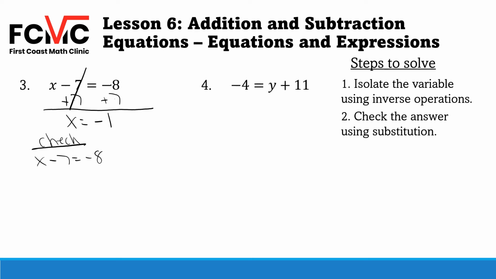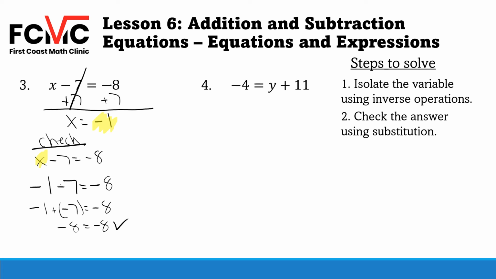Let's take our negative 1 and put it in for x. So I'll get negative 1 minus 7 equals negative 8. We're using our subtraction rule. I'll put a link to the video that I made on subtracting integers, which should be coming up now, as well as at the end of this video. Using our subtraction rule, keep, change, change, it becomes negative 1 plus negative 7 equals negative 8. So we get negative 8 equals negative 8, so our answer checks.